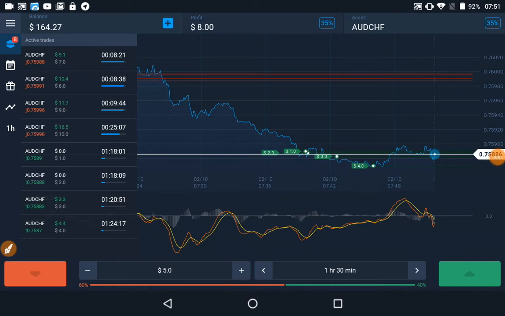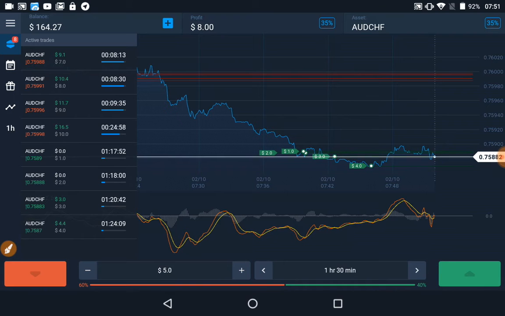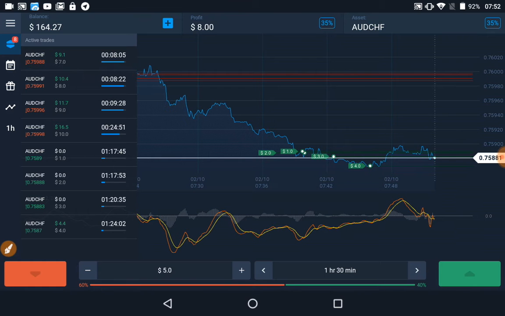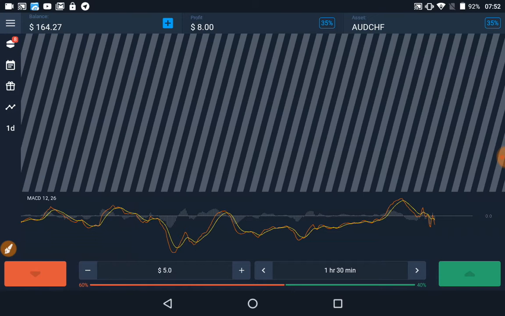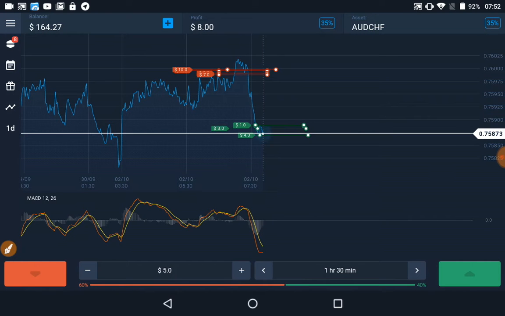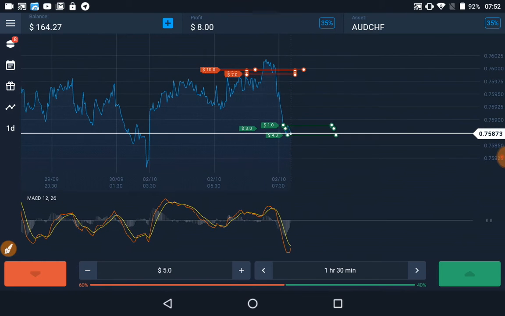Hello everyone, and we are back at the tail end of the options expiry for the Australian dollar to Swiss franc. And as you can see, I went through a scary patch earlier when I could not place more trades. So that is that little bit that you're seeing over there.